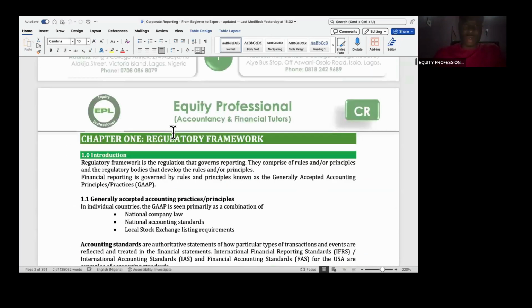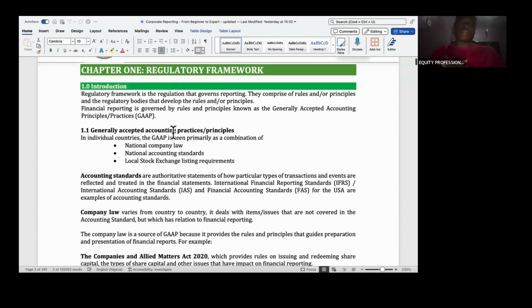And last week, looking at chapter 1 of this text, I first of all made you understand what corporate reporting entails. I told you that corporate reporting majorly wants you to have the competence of preparation and presentation of an annual report. And don't mistake an annual report for a financial statement. The financial statement is within the annual report. There is other information in an annual report beyond just the financial statement.